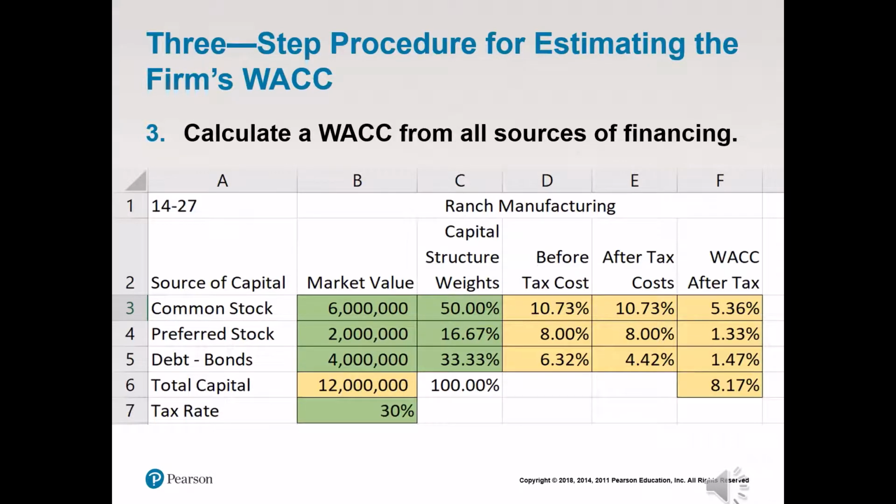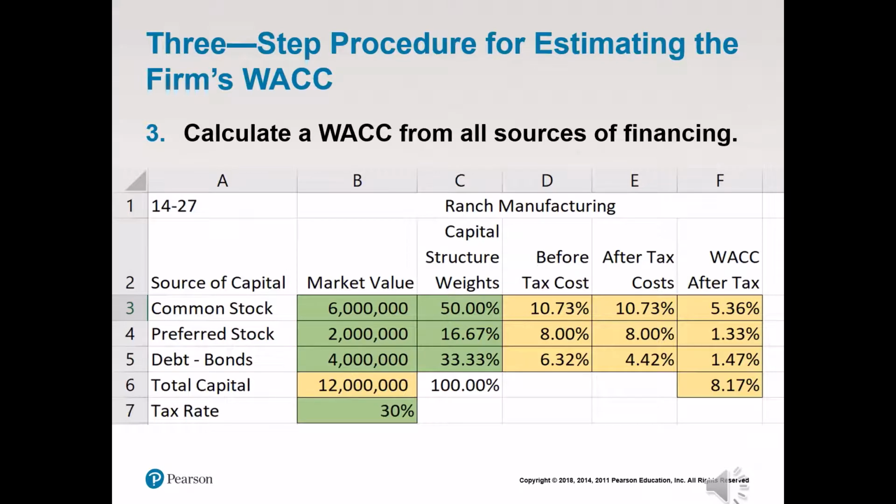The third and final step is to calculate a weighted average cost of capital from all sources of financing. Here you can see that we have taken our after-tax cost for common stock of 10.73% and we have applied a 50% weight to it. 50% times 10.73% is 5.36%. We do the same thing for preferred stock. 16.67% times 8% is 1.33%.